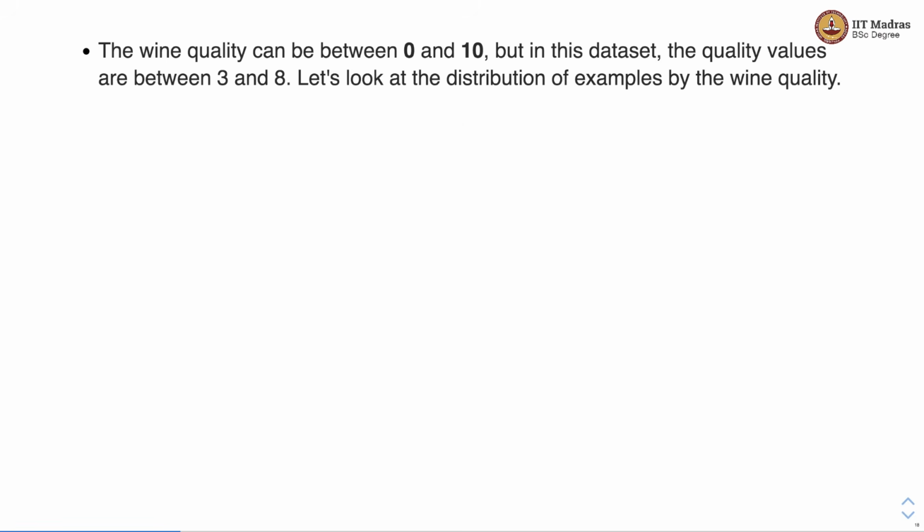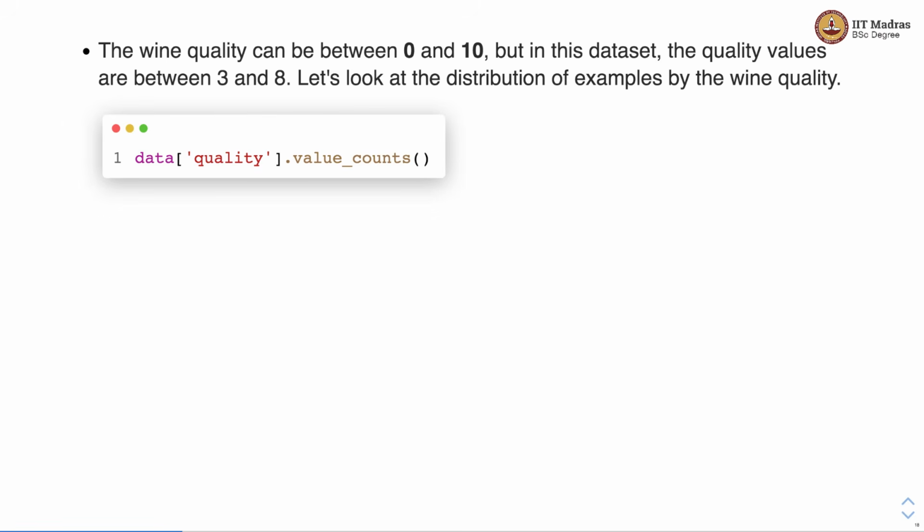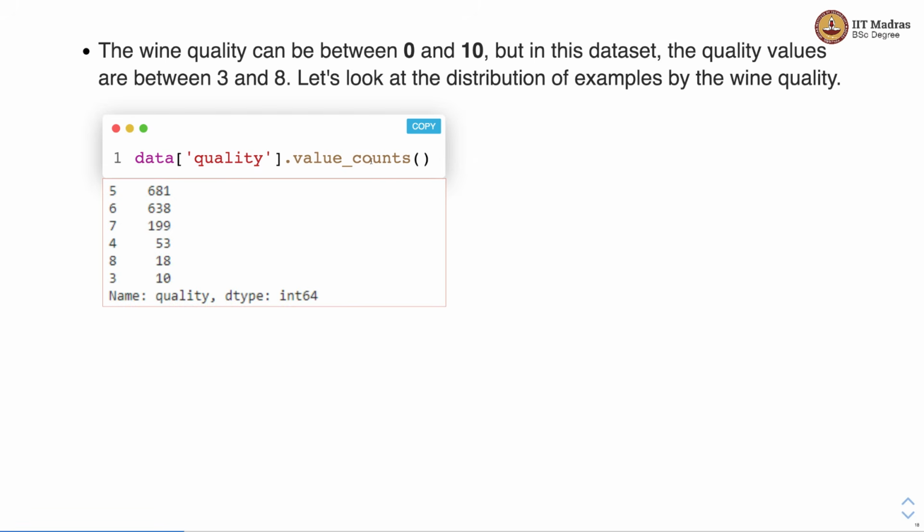The wine quality can be between 0 and 10, but in this data set, the wine qualities are between 3 and 8. Let's look at the description. Let's look at the distribution of examples by wine quality. So we simply call the value counts on the quality column of the data frame.